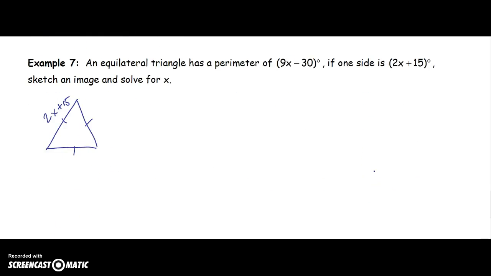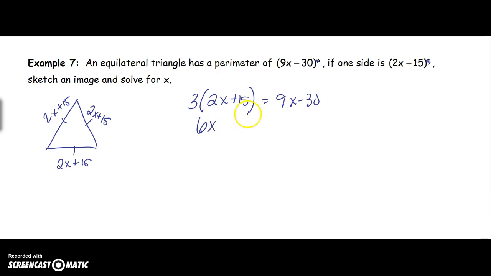So for this example, this side is 2x plus 15, but they're all congruent. So that side is 2x plus 15, as well as this side. So you can say, I have three sides of 2x plus 15, and I know it has to equal 9x minus 30. Or you could have said 2x plus 15 plus 2x plus 15 plus 2x plus 15. I prefer this way. It's a lot easier to distribute and solve.